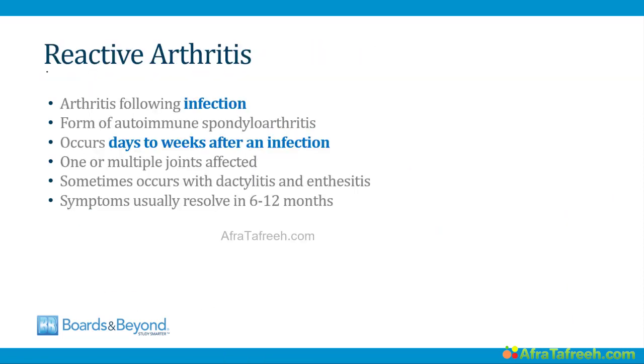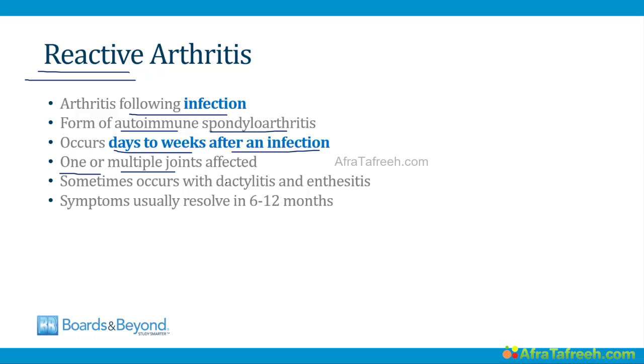And I'll finish this video by talking about reactive arthritis, which is a form of arthritis that develops following infection. That's why it's called reactive. And this is another subtype of autoimmune spondyloarthritis. It usually develops days to weeks following an infection. It can involve a single joint or multiple joints, and sometimes it occurs together with other features like we've been talking about in this video, things like dactylitis or enthesitis. And it's a form of self-limited arthritis that usually resolves within 6 to 12 months.